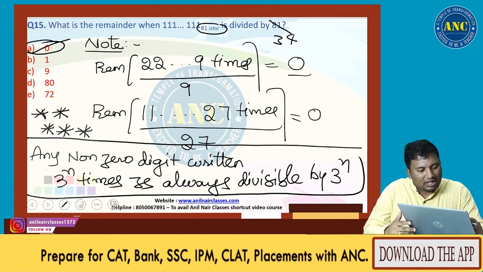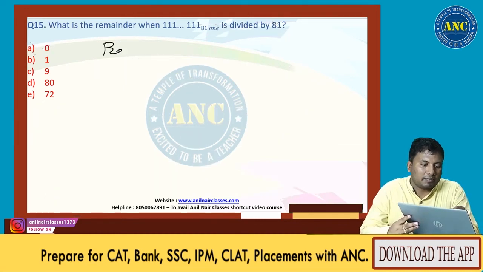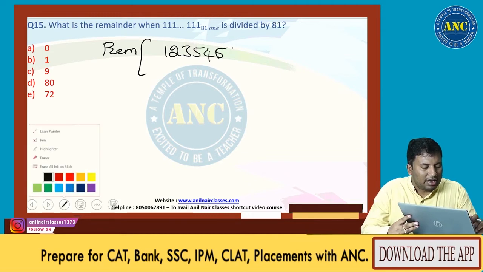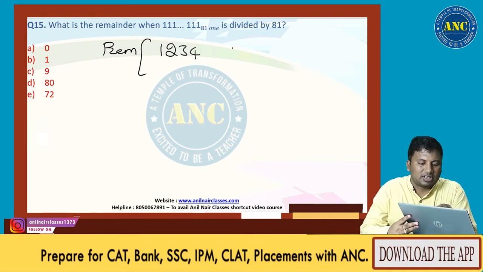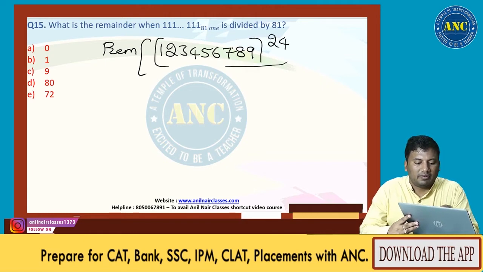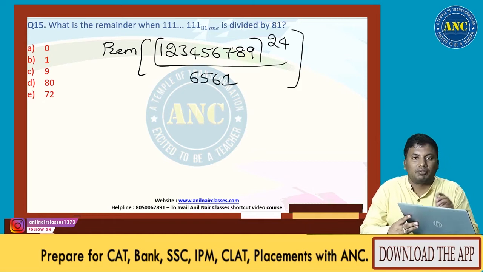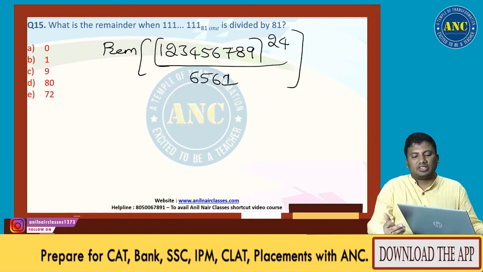Please write down a similar question, but the same idea, I changed the question. 1, 2, 3, 4, 5, 6, 7, 8, 9 written, power 24, divided by 6, 5, 6, 1.